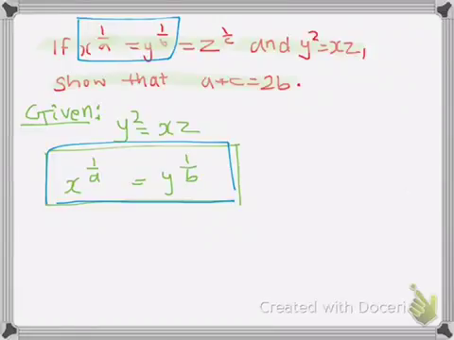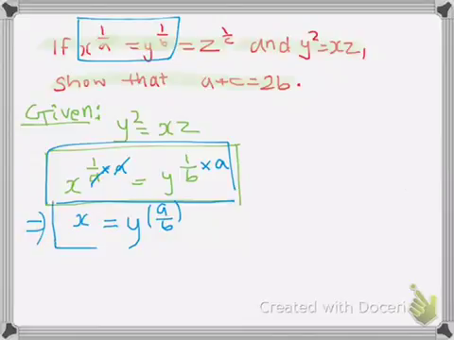Now to change x in terms of y, let us multiply both the powers of y and x by a, so a in the numerator and denominator gets cancelled. So on doing so, what we get is x equals y to the power a by b. Similarly, we can find the value of z in terms of y.